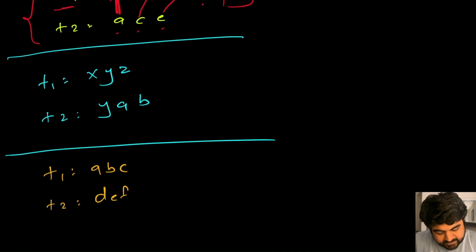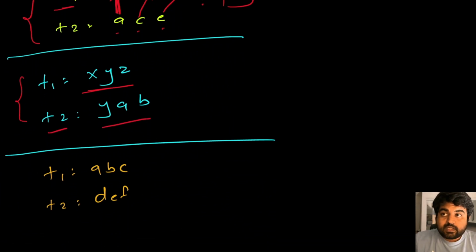Now let's try to understand it with one more example. Here the characters we have are x, y, z, and the characters for text2 are y, a, b. So we can only find one character that is common between both of them and follows the relative order, and that is this y. Apart from that, we don't see anything common. So in this case, the longest common subsequence consists of only one character, and we need to return 1 as the answer.